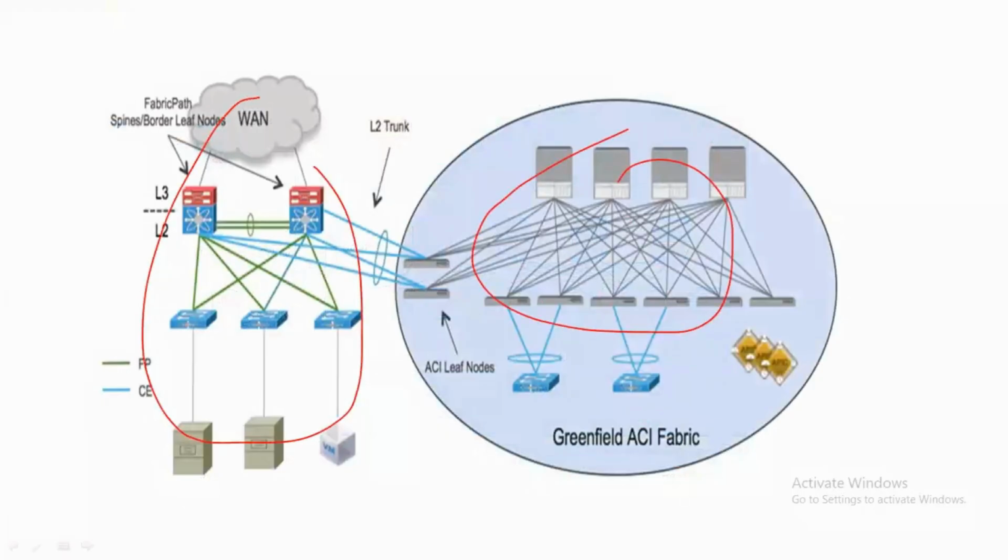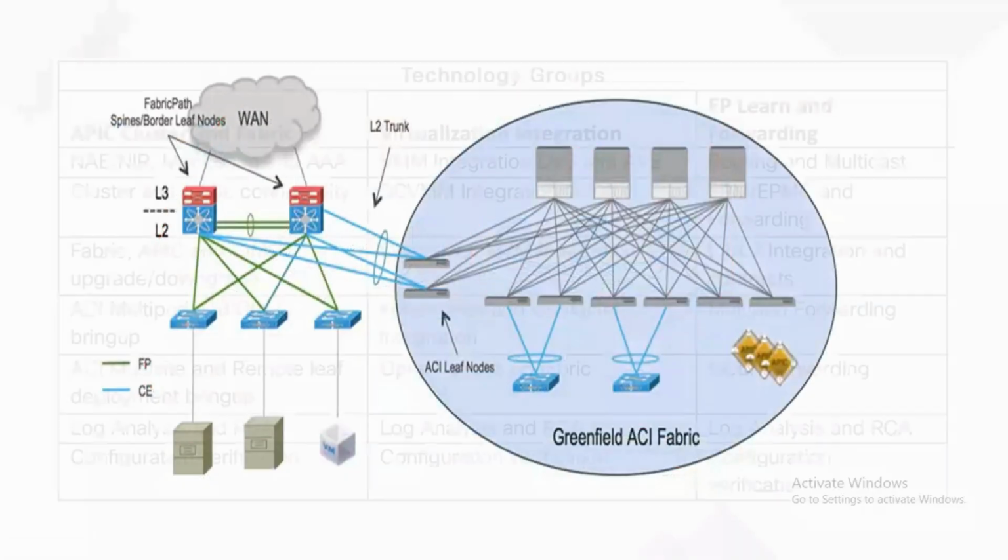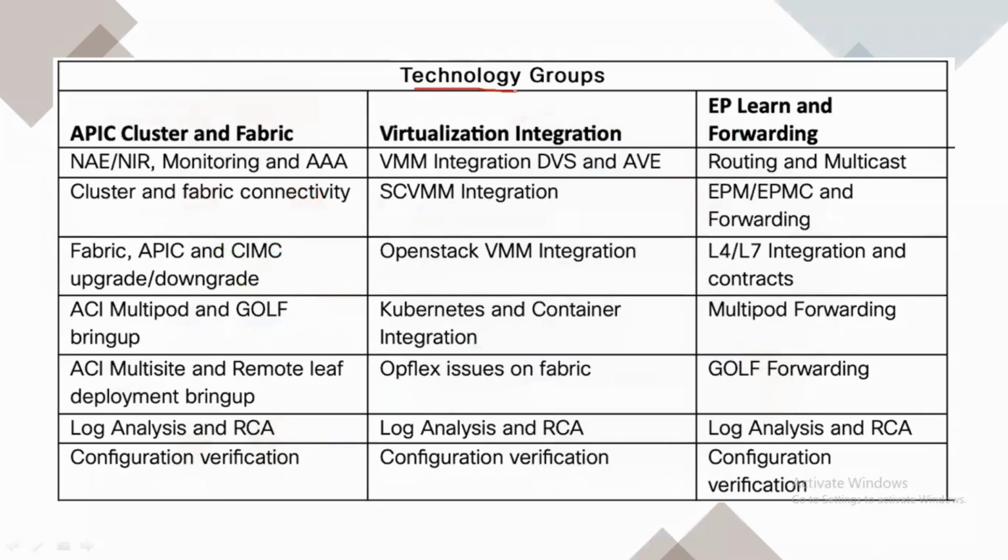So if I want to club all the technology of ACI into groups, actually I have created this table just for the sake of my understanding, and I thought I should share it with all of you. But this technology group can be divided into three major topics. One is ACI cluster and fabric, one is integration, another one is learning and forwarding, right?